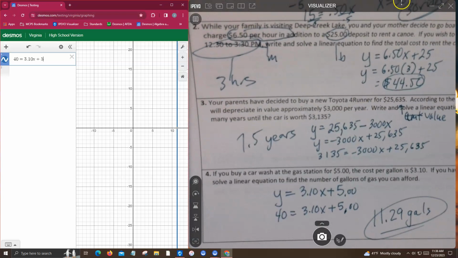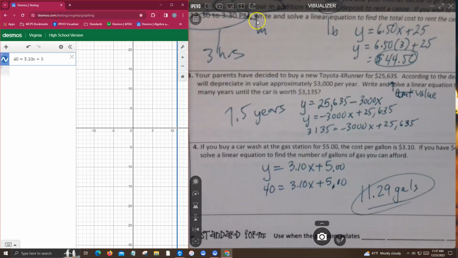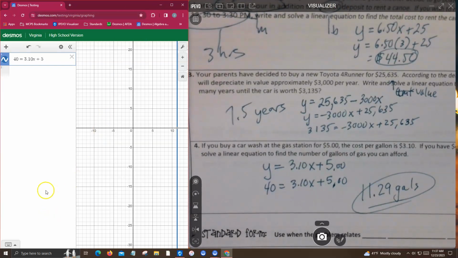All right, so that's how that works for slope-intercept. Okay, I'm going to stop here, and then I'm going to do another video on standard form.